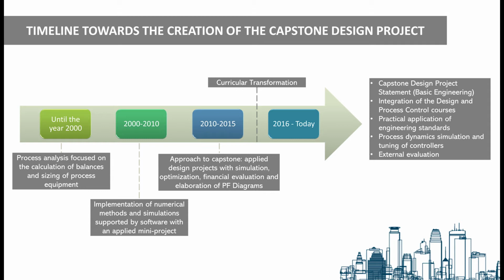In the period between 2010 and 2015, an approach to the Capstone project began in the process design course with applied projects comprising, for example, simulation, optimization, financial evaluation, and elaboration of process flow diagrams. In 2016, the faculty implemented a curricular transformation that included integration between the process design and process control courses through a final degree capstone project, in which the students proposed basic engineering alternatives using engineering standards, evaluated process dynamics, and tuned controllers. And this constitutes a project-based learning methodology.